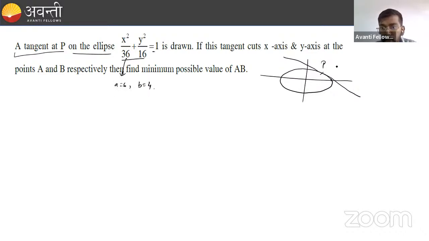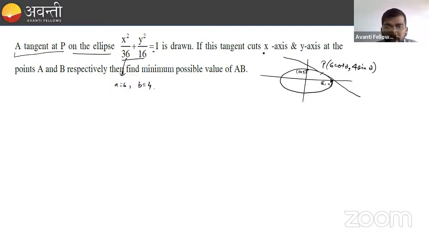So any point P on the ellipse will be 6 cos theta, comma 4 sine theta, which is a cos theta comma b sine theta, right? Okay. And we also know the ends of the major axis will be 6 comma 0, and the minor axis will be 0 comma 4.